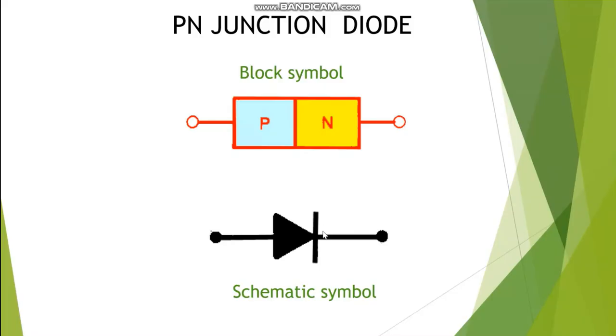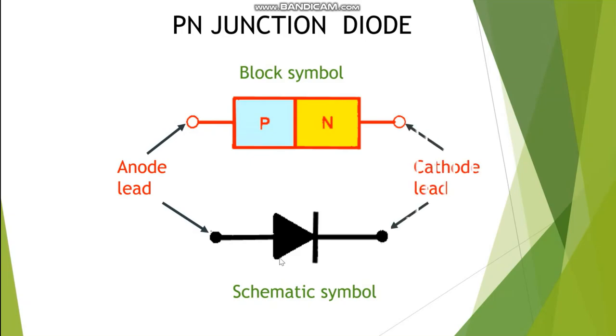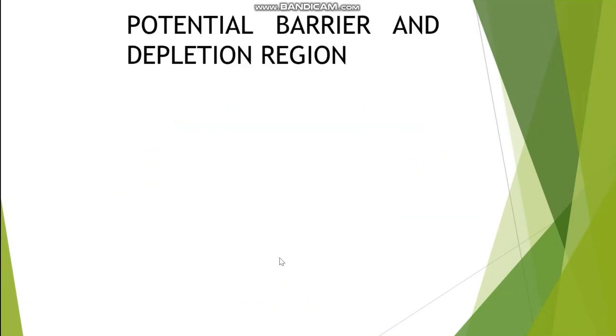Another way of remembering this is if you were spray painting cabinets, this looks like your spray paint. It's fanning out and spray painting. So we're spraying electrons onto the anode. So anode lead and cathode lead.